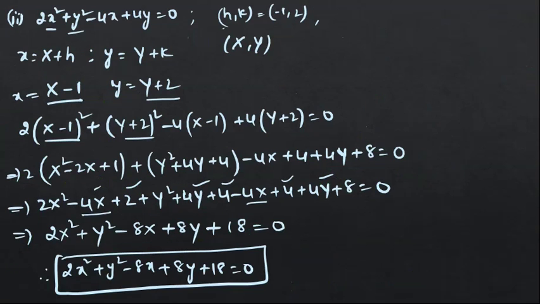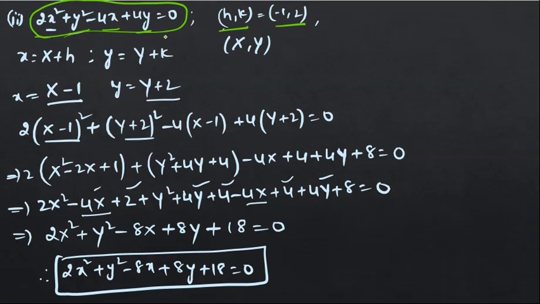Now the second bit is 2x square plus y square minus 4x plus 4y is equal to 0, and here the origin is shifted to the point given, minus 1 comma 2. So this is the original equation, and we need to find the transformed equation. Transformed equation means the same equation in capital X and capital Y. Whatever equation is given, first you need to use the substitution: small x is equal to capital X plus h, small y is equal to capital Y plus k.